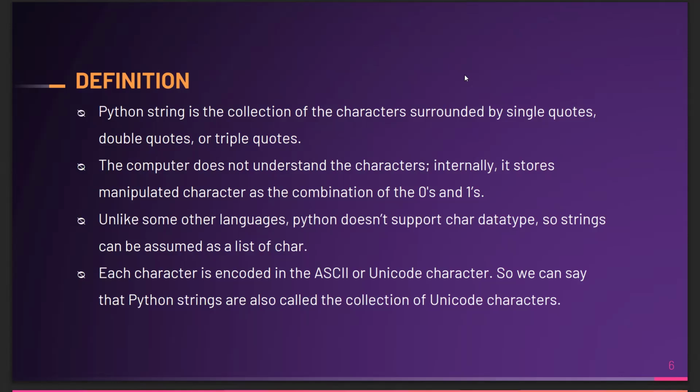Suppose you take your name as an example, say Mahesh. That Mahesh is a collection of characters, so Mahesh is called a string. You can say your name is a collection of characters, because by combining all the characters we get your name. So your name is an example of a string. You can represent a string in Python by using single quotes, double quotes, or triple quotes.